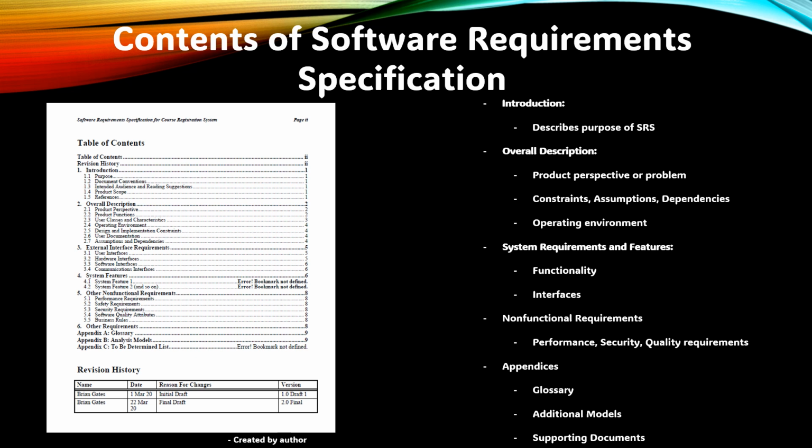The contents of an SRS include but are not limited to the items displayed in the image to the left or the text on the right. These just give a general idea of the information software teams use when developing the requirements for software. These contents include an introduction to the software, an overall description of the software, system requirements and features of the software, non-functional requirements of the software, any additional sections deemed necessary by the team, and finally the appendices.